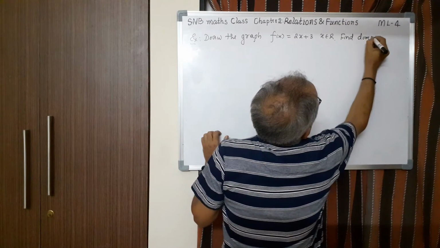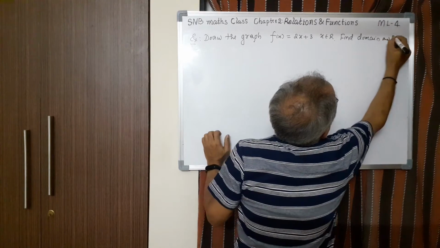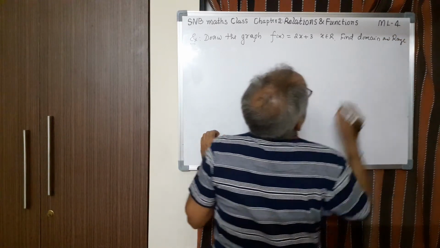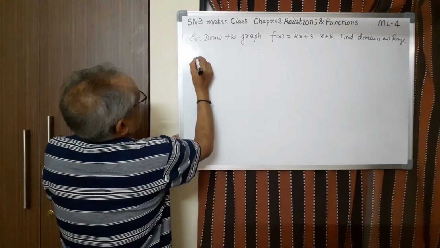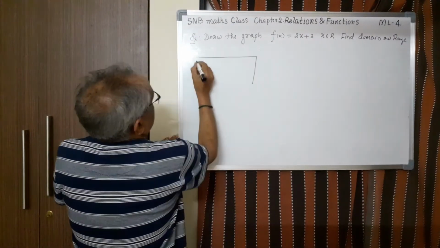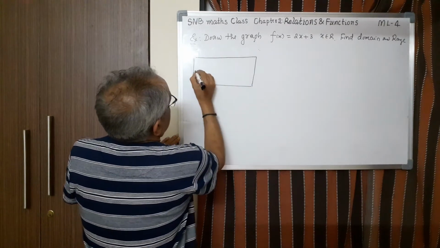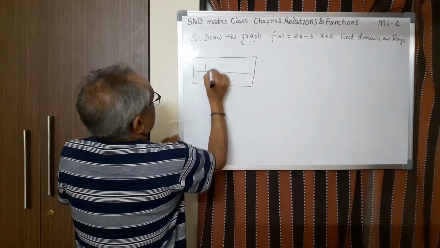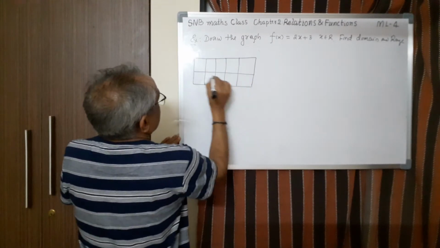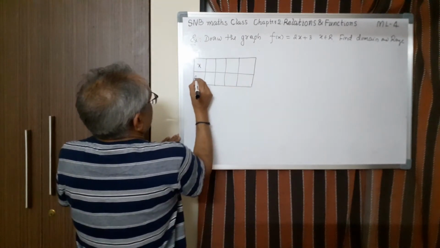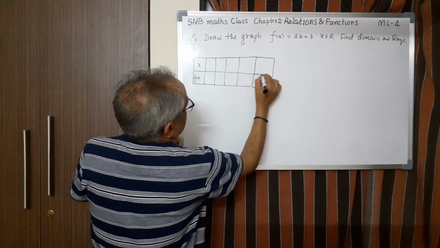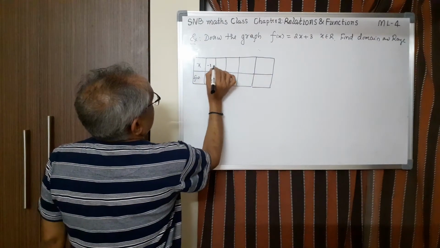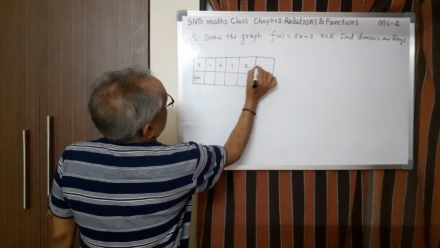Now to draw this graph, also find domain and range. So first let us construct the table of values. Always when you draw the graph, it is better to take a few values, normally 4 or 5 values, so that it is easy to identify the nature of the graph. So let us take for example -1, then 0, 1, 2 and 3.